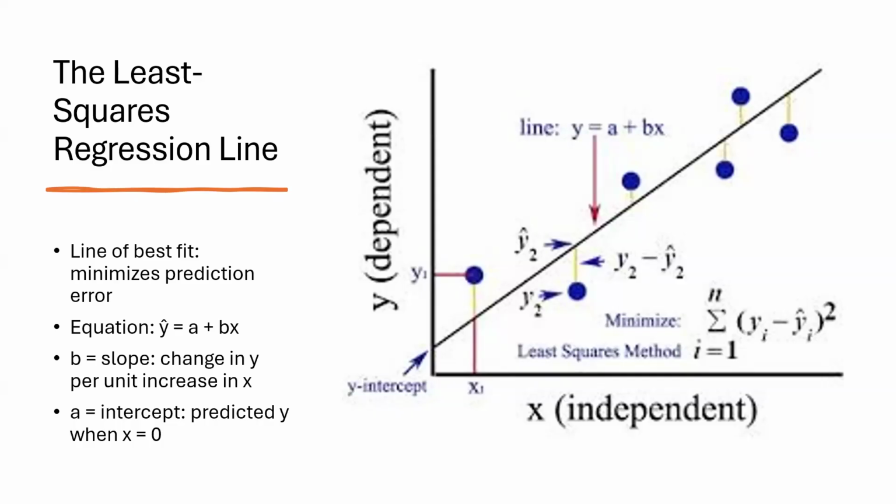Y hat, the predicted Y, is equal to A plus BX. And if you remember your algebra, A is the y-intercept and B is the slope. So that slope, B, tells us how much Y is expected to change when X increases by 1 unit. A, the y-intercept, is the predicted value of Y when X is 0.